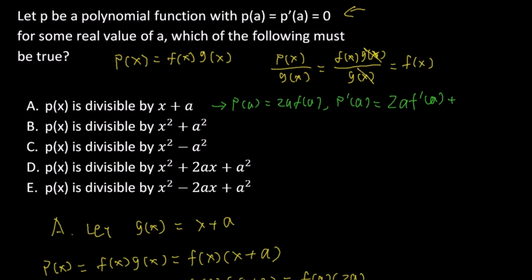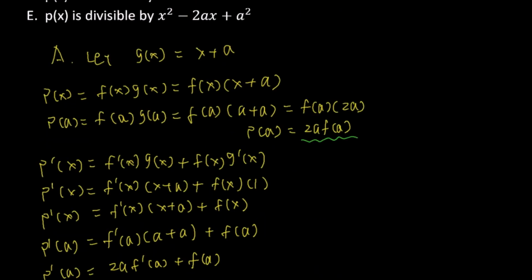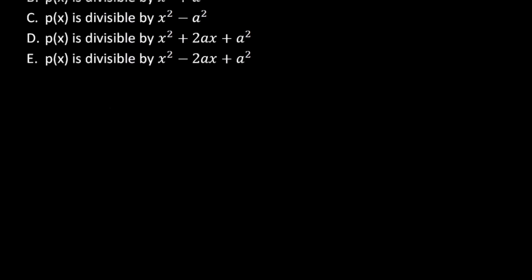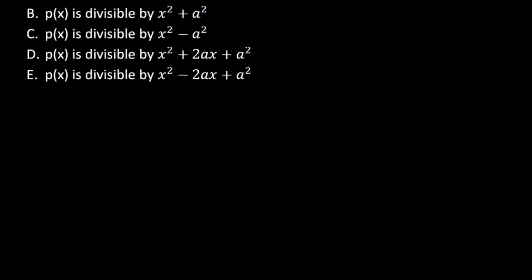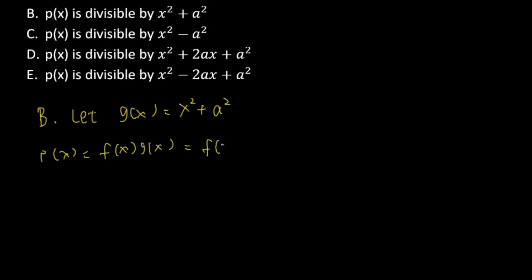So let's look at B. P at X is divisible by X squared plus A squared. Let's do the same thing as this here and validate it. So B, let G at X equal X squared plus A squared. Then P at X is equal to F at X times G at X, and that will be equal to F at X times X squared plus A squared, because G at X is X squared plus A squared.